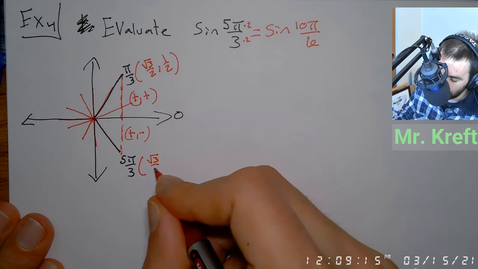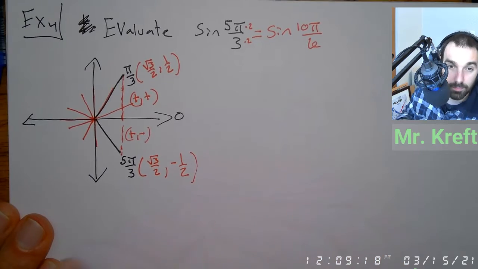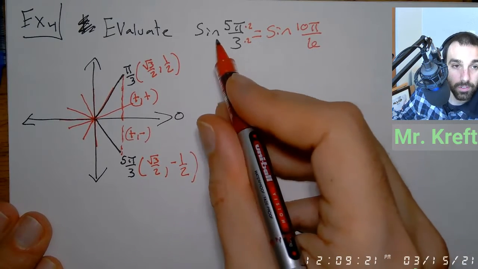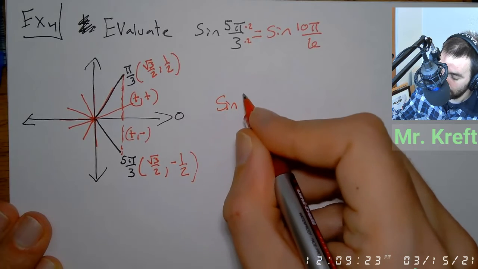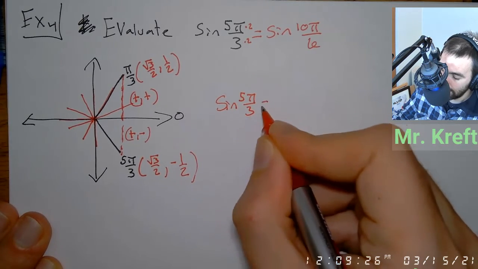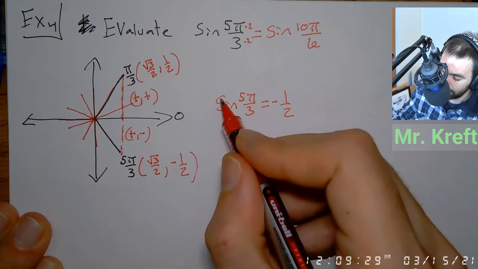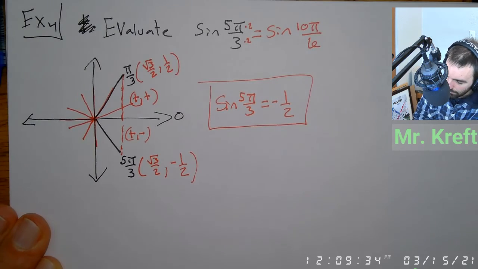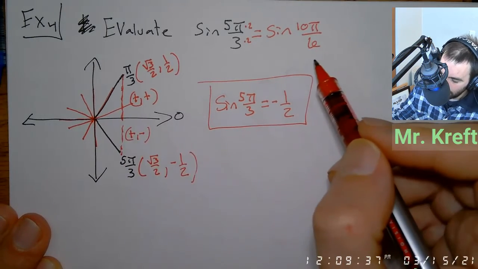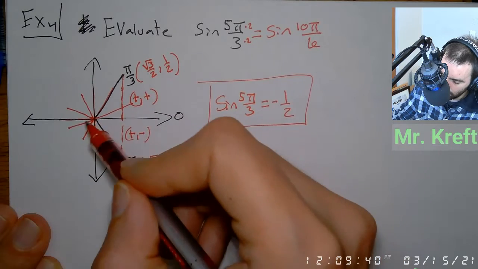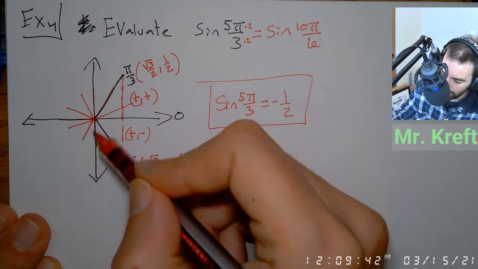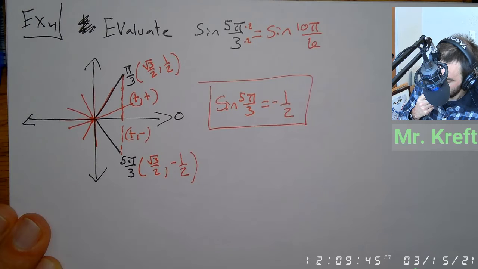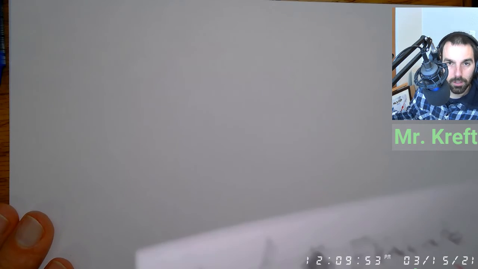So this would be positive root 3 over 2 and negative 1/2. Right? So then we want sine. So then I know sine, that's my y, that's my height, is going to be negative 1/2. Did I do that right? 5 pi over 3, 10 over 6. 1, 2, 3, 4, 5, 6, 7, 8, 9, 10. Is that the right? Do I have that right?